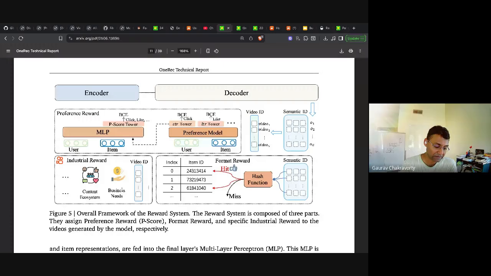Then they talk about this format reward, which is just one if the semantic ID you generate is a valid semantic ID, and zero if not. And they say why it was useful. Once you start doing reinforcement learning based on rewards like these, it seems to incentivize the model to create incorrect or illegal combinations, and they need a way to balance that. And this is exactly what you meant, business needs.